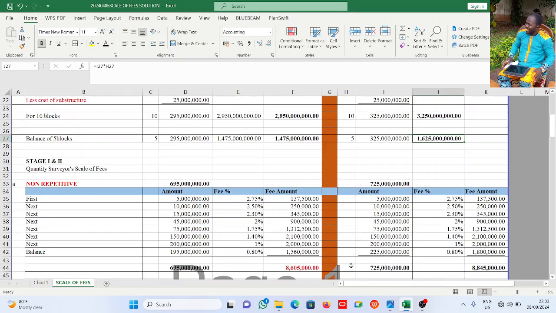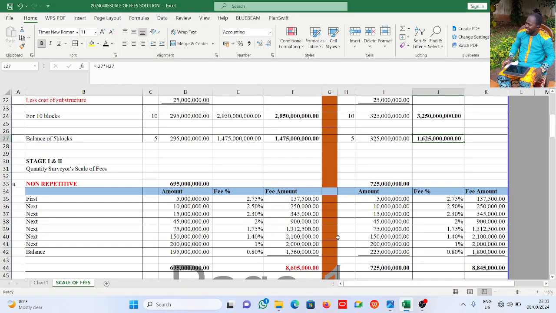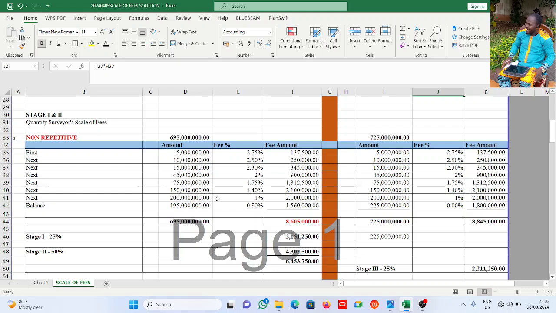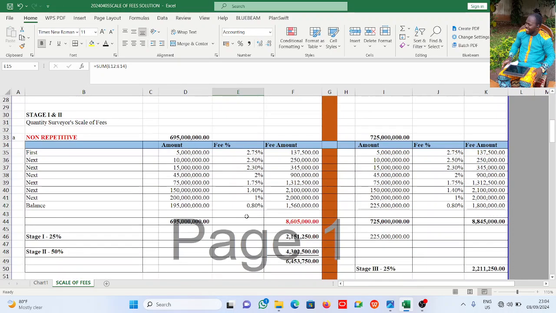Now, you see, if you come here, it says up to 5 million, it is 2.75%. Next 10 million, it is 2.5. So these things are not crammed, they are in the question. I only presented it in a tabular manner so it will be understood by everyone, and that is how the scale of fee is tabulated also. The non-repetitive works first. The total sum is 695 million. This is what we have here, 695 million for stages 1 and 2.